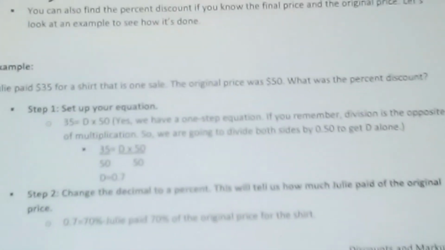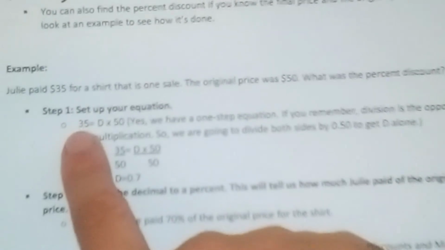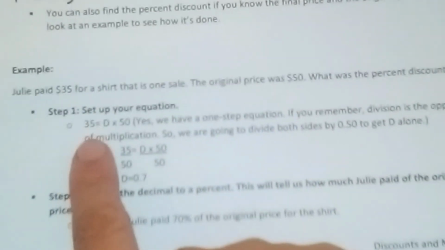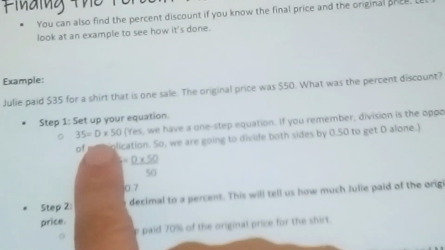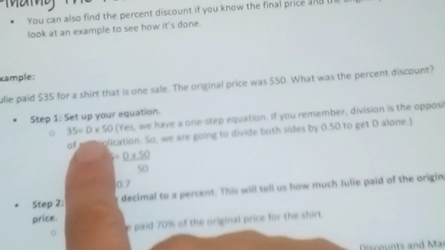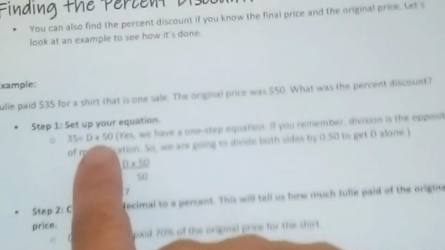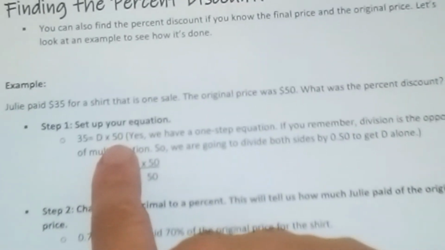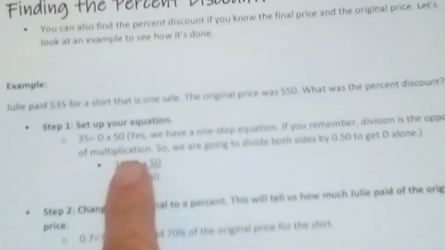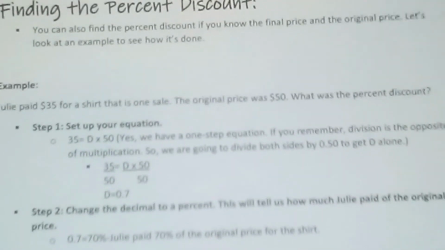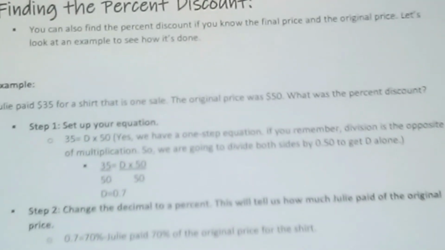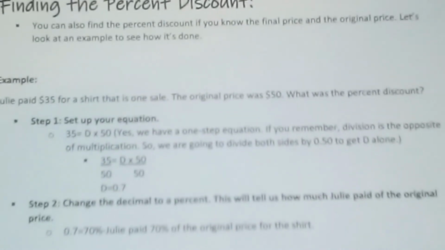So first step is to set up your equation. So 35 is what she paid for the shirt, equals, we don't know our discount, so I used a variable D. Once again, you can use whatever variable you prefer. It really doesn't matter. Times 50, which was our original cost. So once again, we have a one-step equation. Remember that division is the opposite of multiplication. So we are going to divide both sides by 50 to get D alone.